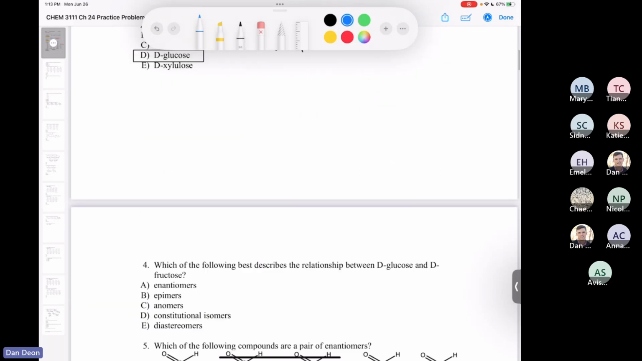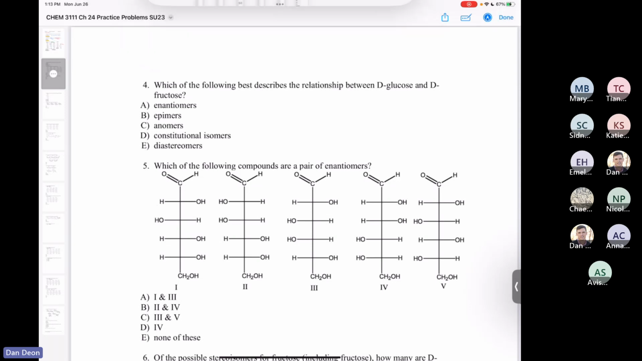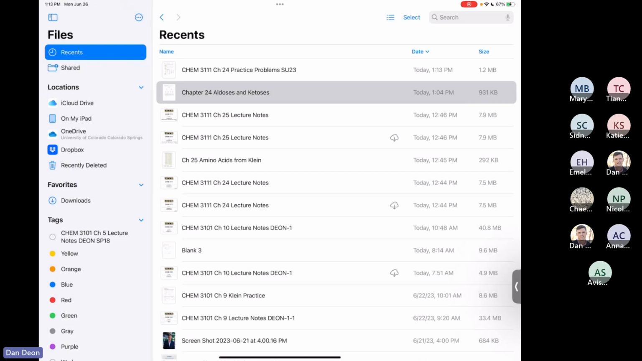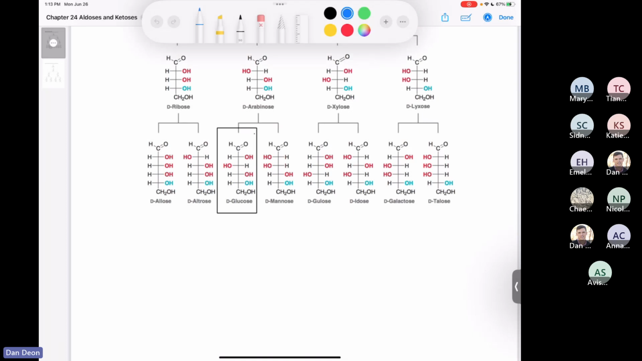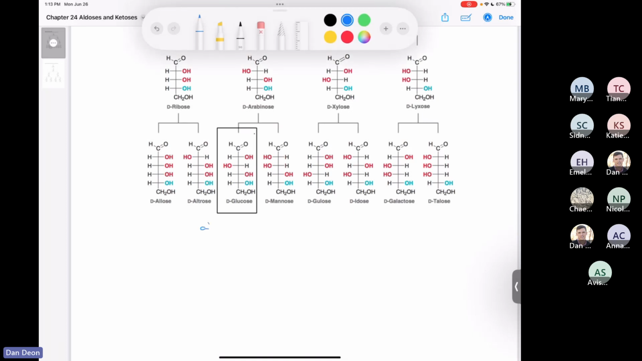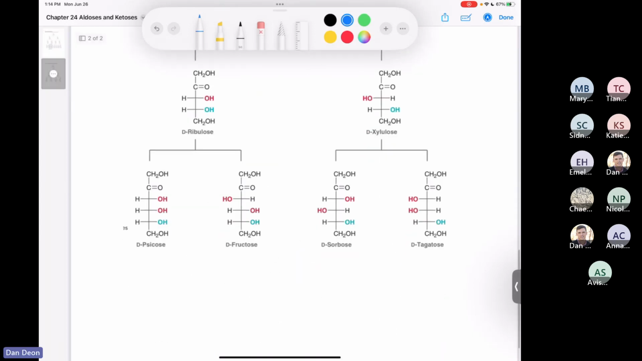So let's take a look at question number 4. Which of the following best describes the relationship between D-glucose and D-fructose? Well, first of all, if you go over to the handout that I gave you, if we look at D-glucose, I have it here, and you can see that D-glucose is an aldohexose. We covered that already today. And then if I scroll down to the second page here, you can see that we have D-fructose, and D-fructose is an aldoketose.